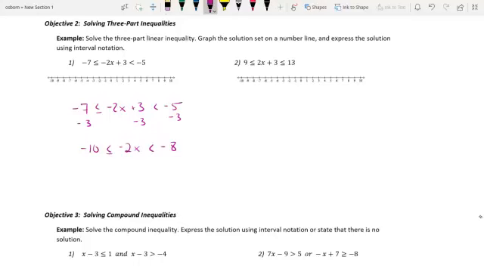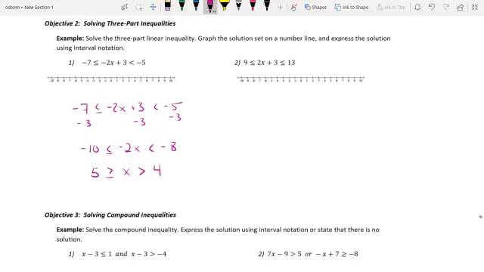Next thing I'm going to do is divide both sides by negative 2. Now, very important with inequalities, if you multiply or divide by a negative number, you have to flip the inequality. So when I divide this side by negative 2, 10 divided by negative 2, that gives me 5 is greater than or equal to x, which is greater than negative 8 divided by negative 2, which is 4.